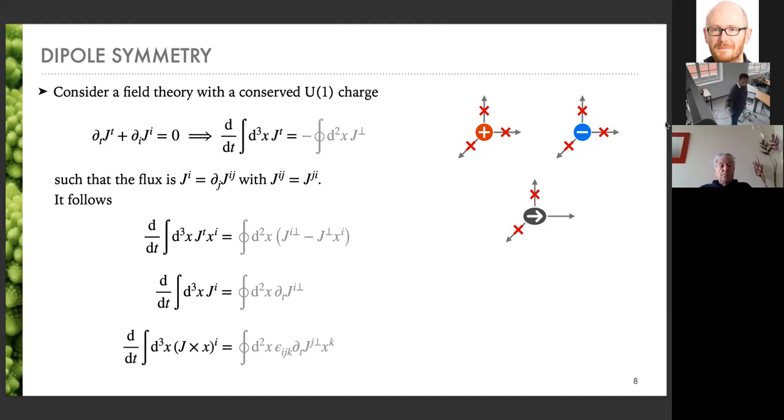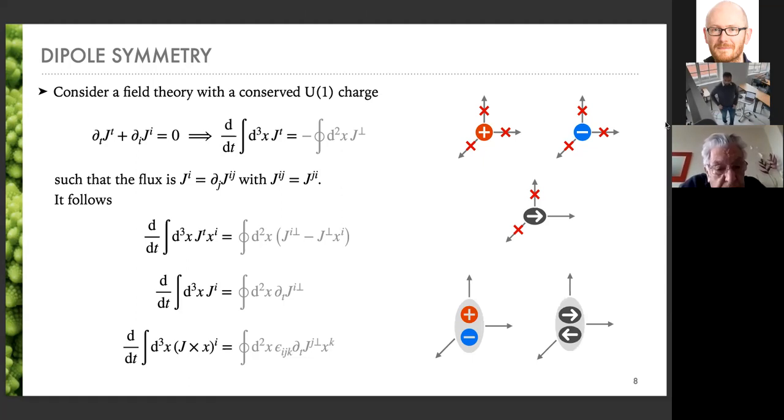So this is given by this expression here, J cross X. The curl of J is 0, so J cross X is conserved as well. So once you start moving this linear excitation, it is itself conserved, so it cannot decay, but it cannot really move very much either.